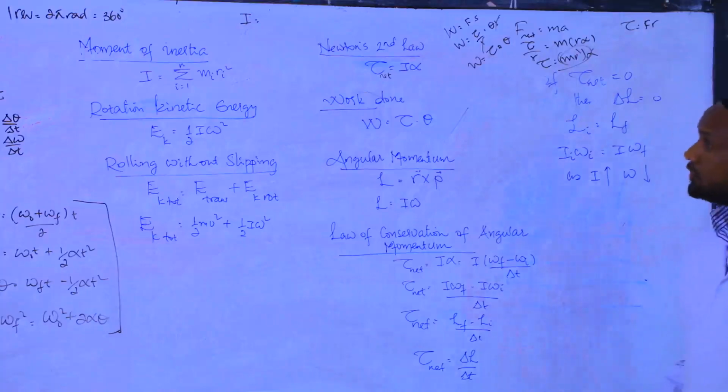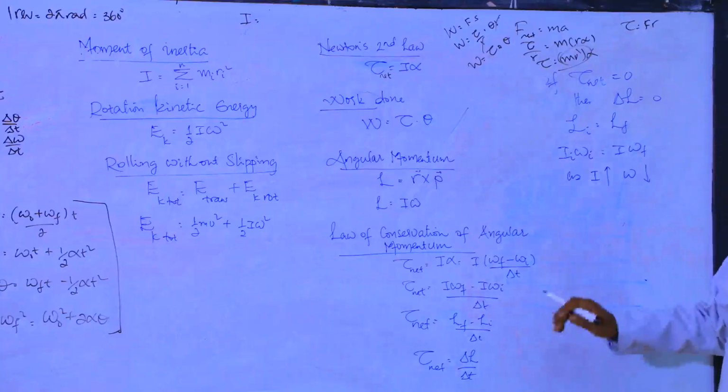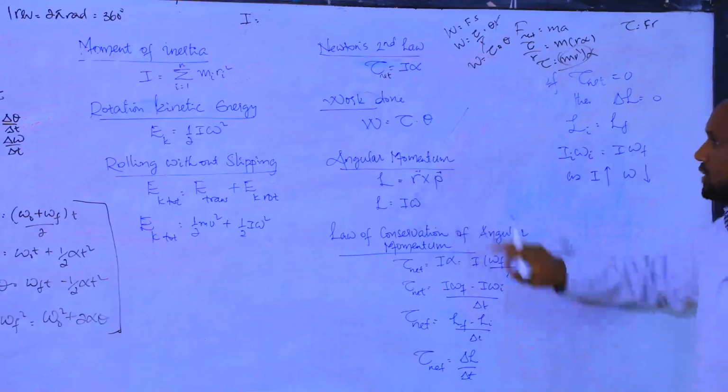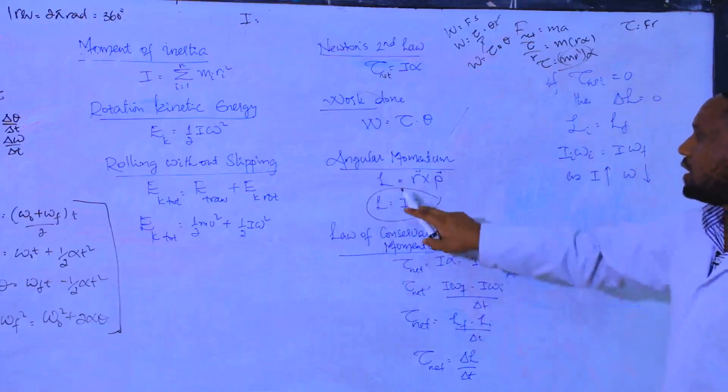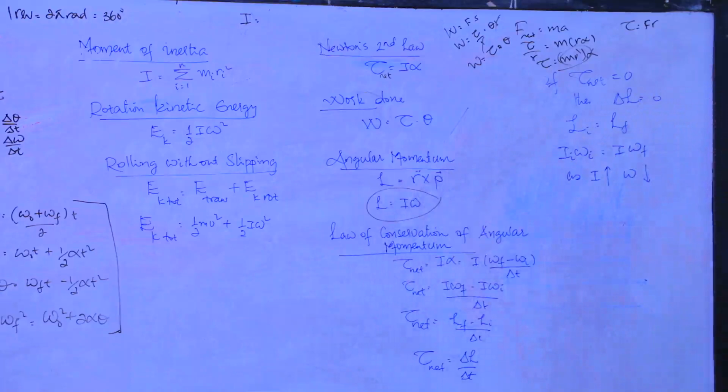So another important term in rotational motion is angular momentum. The angular momentum of a rotating rigid body is given by R times the linear momentum, or simply the angular momentum can be described in terms of I times omega: moment of inertia times the angular speed.